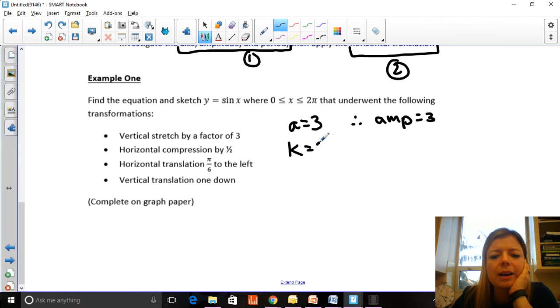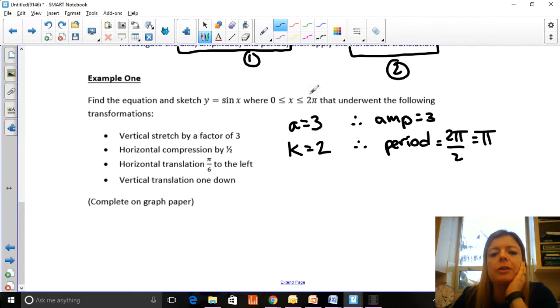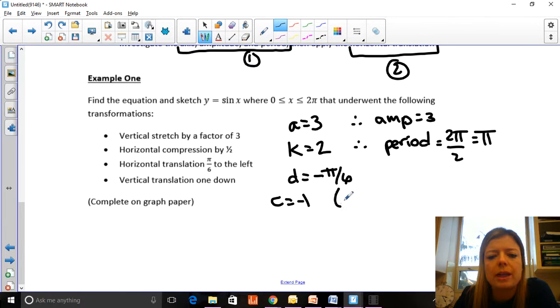So that means our K value is 2. And that means that our period is 2 pi divided by 2, which is just pi. So in 2 pi, we're going to have 2 cycles. Our horizontal translation is pi over 6 to the left. So therefore, our d value is negative pi over 6. And our vertical translation is 1 down, so c is equal to negative 1. That also means that our axis is y equals negative 1.